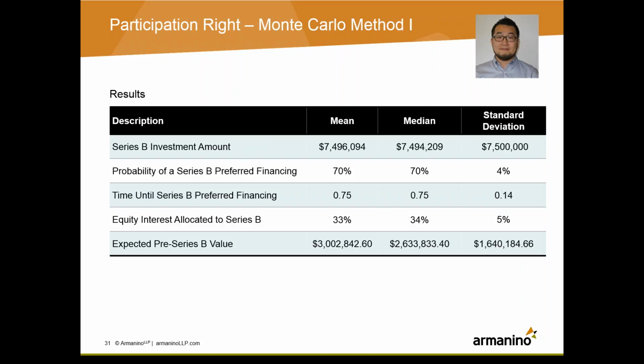So actually, this is the result of the simulation where we had 100,000 trials. Based on the assumptions, the Monte Carlo simulation estimated that the Series B investment was about 7.5 million, which is not too different from what the management expected. And we also estimated the probability, time, and equity interest held by Series B and Series B financing. Then the expected value of Series B was at 3 million.